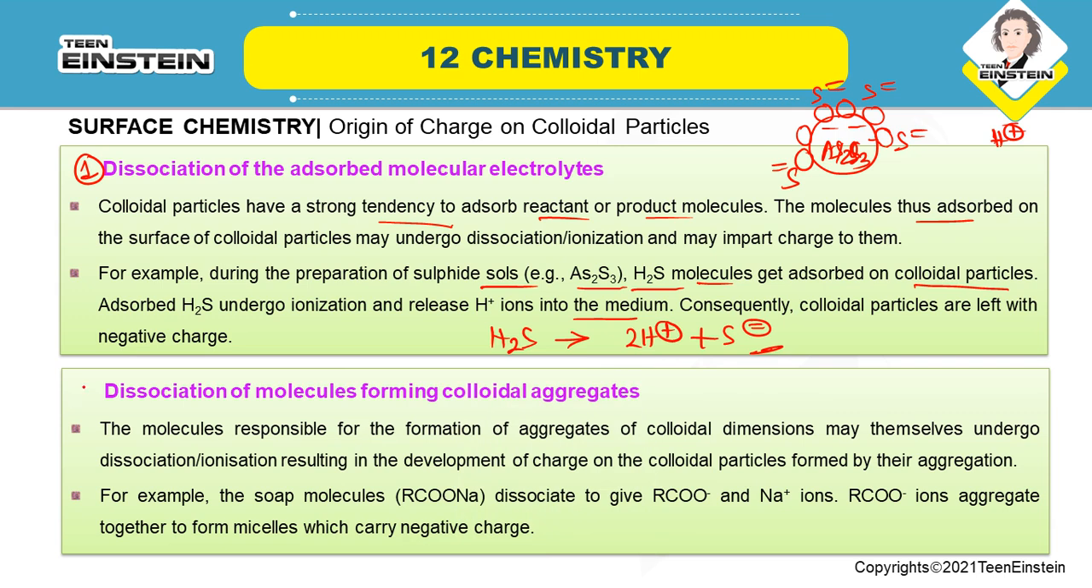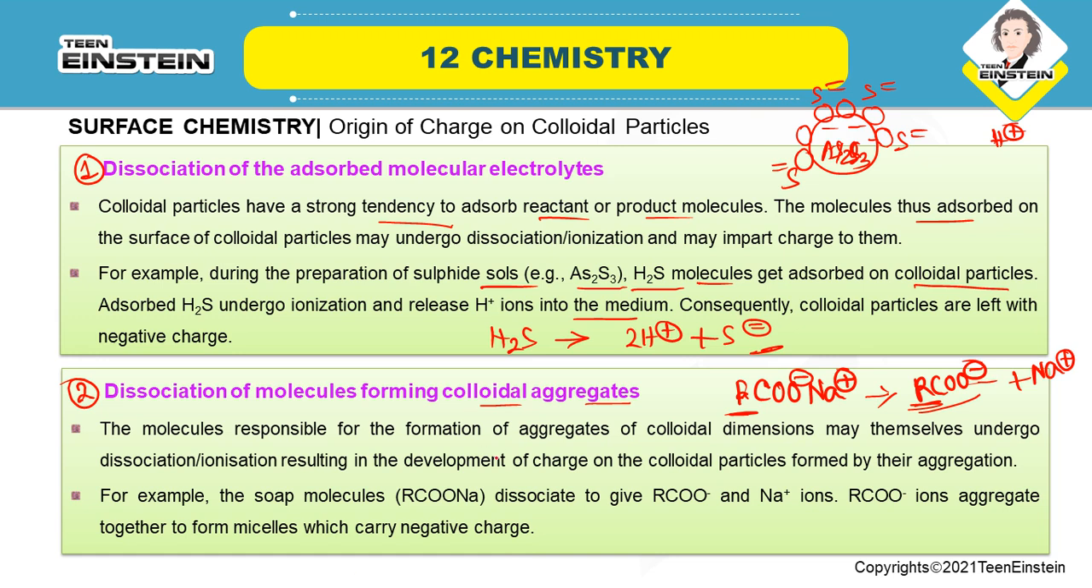The second possibility is dissociation of molecules forming colloidal aggregates. When we discussed micelles, we saw how sodium or potassium salts of long chain fatty acid molecules aggregate together and make micelles. Suppose the formula is RCOONa, where R is a long chain of carbon and hydrogen. If these molecules dissociate into anion and cation, then RCO2-, where the long chain is present, when aggregating to form the micelle, will carry a negative charge.